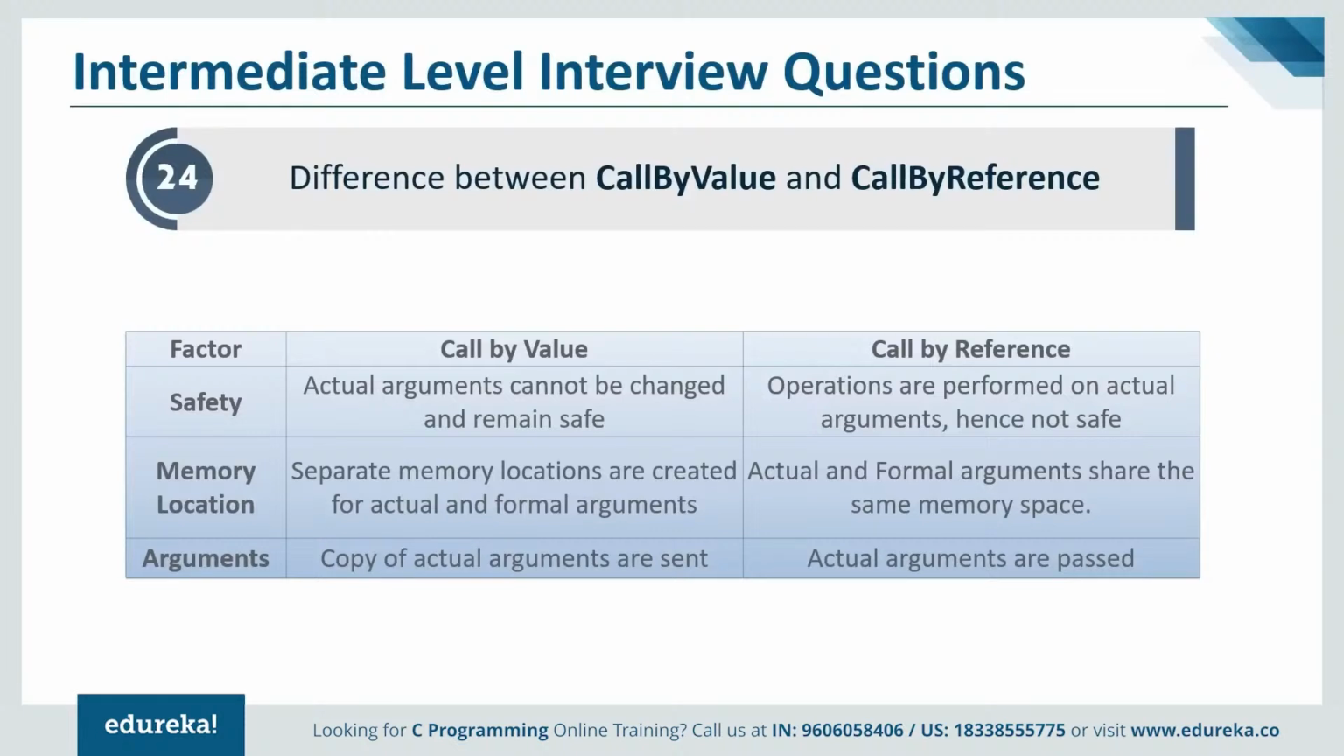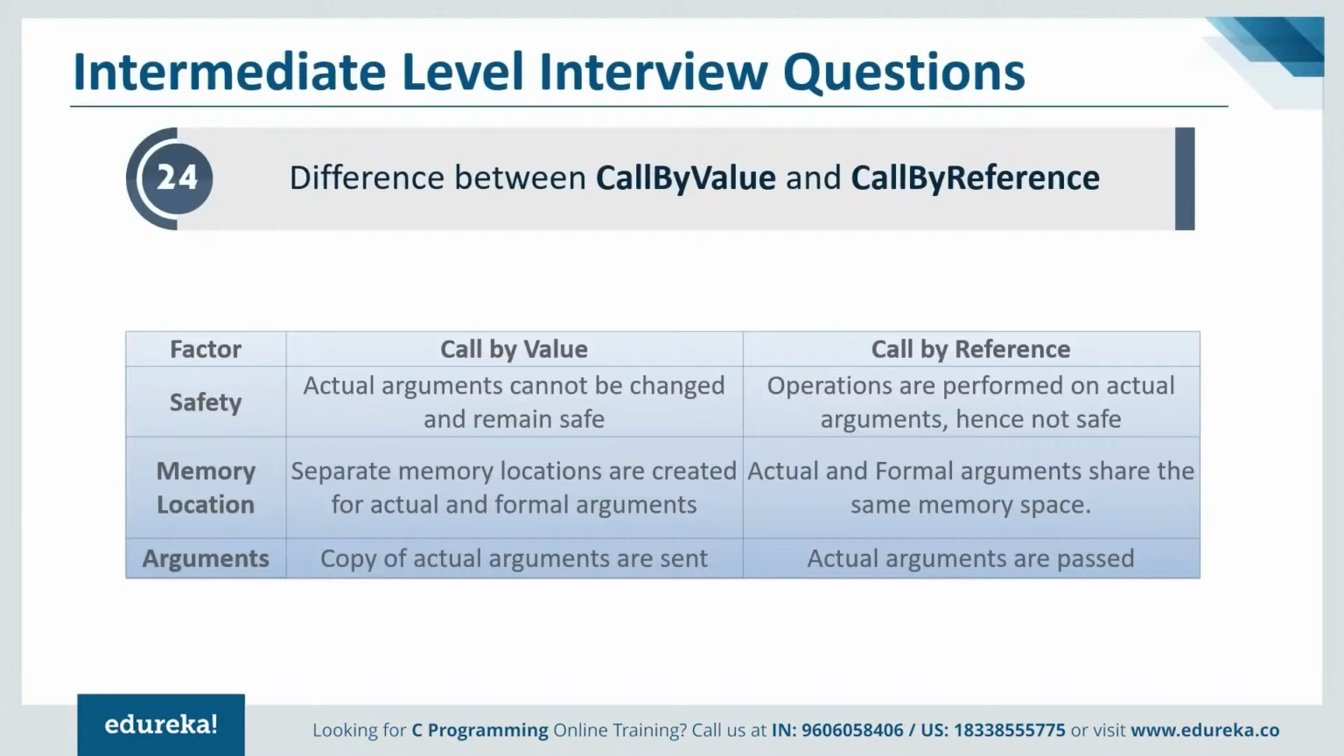If you're calling a function through call by value method, then separate memory locations will be created for the actual as well as the formal parameters. But in case of call by reference, actual and formal parameters share the same memory location. Again, there is a risk for values. Followed by that, the final factor is arguments. If you call a function by call by value method, then a copy of actual parameters are sent, but not the original ones. But in case of call by reference, actual parameters are passed because you specify the address of the actual parameters. So that is risky.